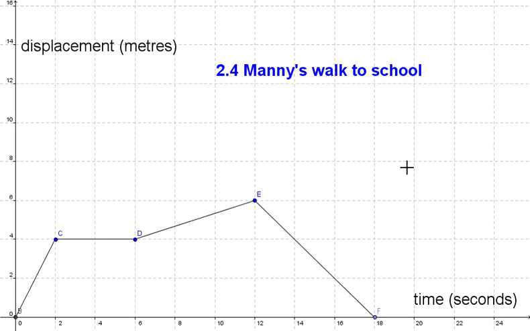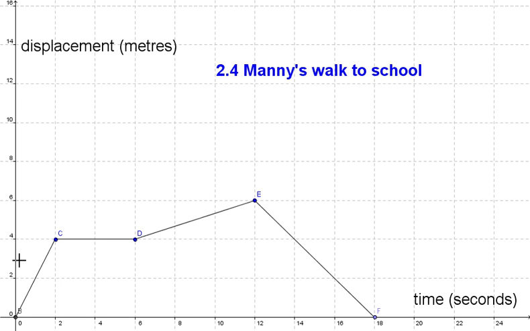This is Mr. Cardoso, and in this video we are going to look at section 2.4 in advanced functions, and in particular we're looking at Manny's walk to school. So over here on the y-axis we have the displacement or the distance, so this could be height, or in this case it is distance from the starting point, so this is the starting point.